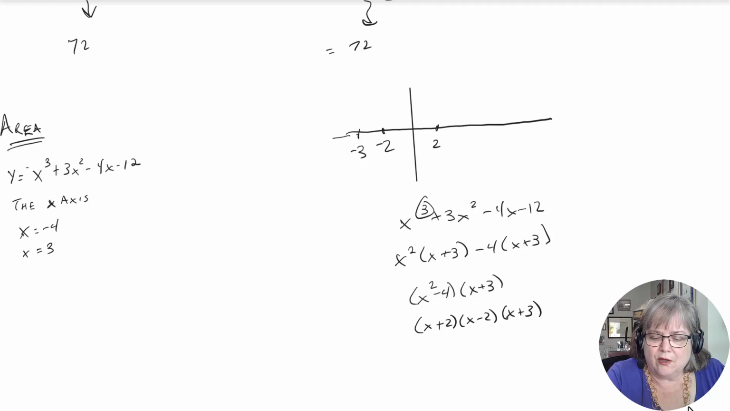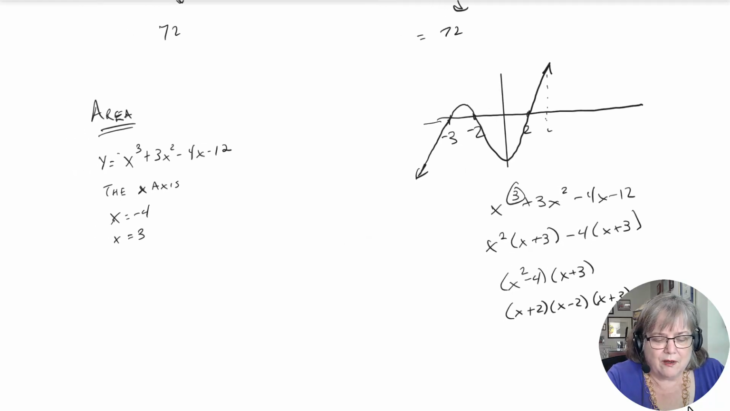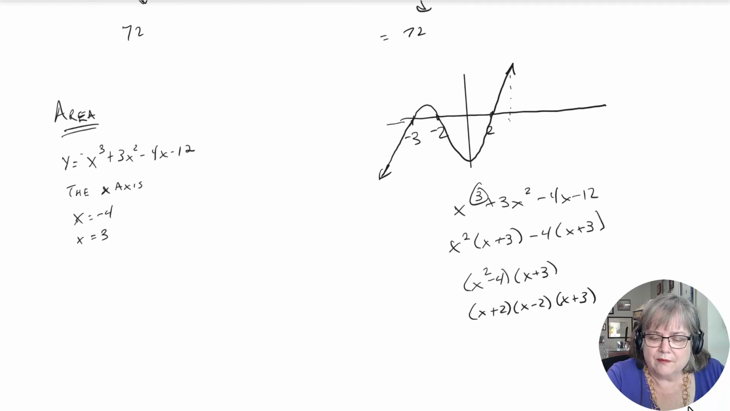Now, this is cubic, so the end behavior is the same as a cube, and you did all this in your graphing section. So it starts down here. The multiplicities are 1, so it's going to cut through. And you don't care about drawing it to scale, you just want to know what's above and below. So here's -4. We're going to go to 3 on this side. And over here on this side, we're going to go to -4.